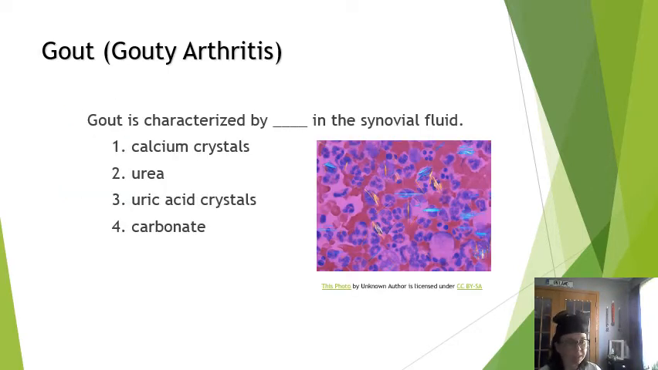Pop quiz. Gout is characterized by what in the synovial fluid? Answer? The uric acid crystals. And if you were wondering what they would look like, here's an image of them fluorescing. The crystals are the spindly blue fragments, and in the background, the purple paw print looking things, those are actually white blood cells.